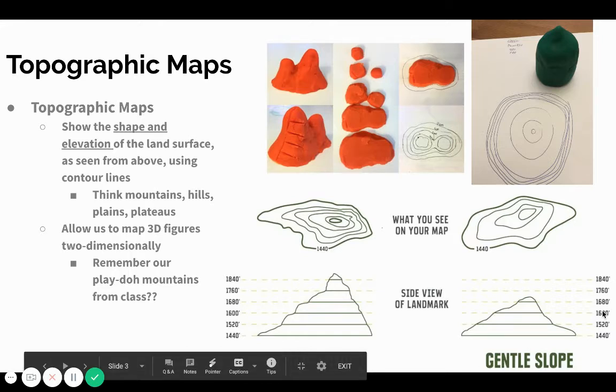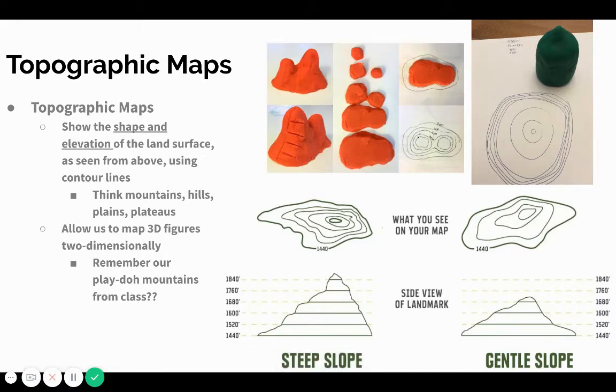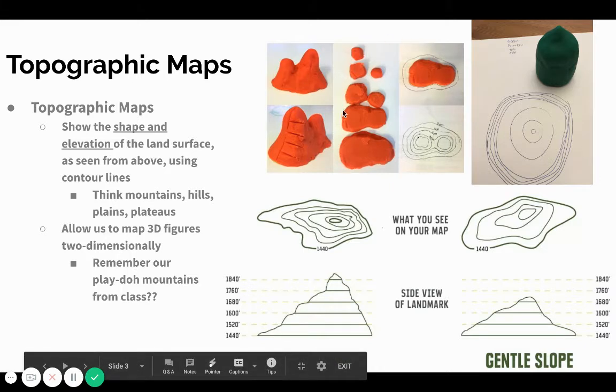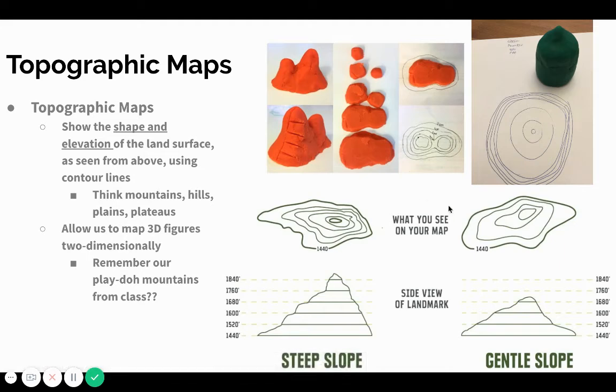Topographic maps are maps that show us the shape and elevation of the land surface as seen from above. And they do this using contour lines. They allow us to map three-dimensional figures two-dimensionally. So think mountains, hills, plains, plateaus. Remember our plateau mountains from class? Well, we created our own topo maps, and we traced each new layer at each elevation. And the highest point of our mountains being our smallest circle.